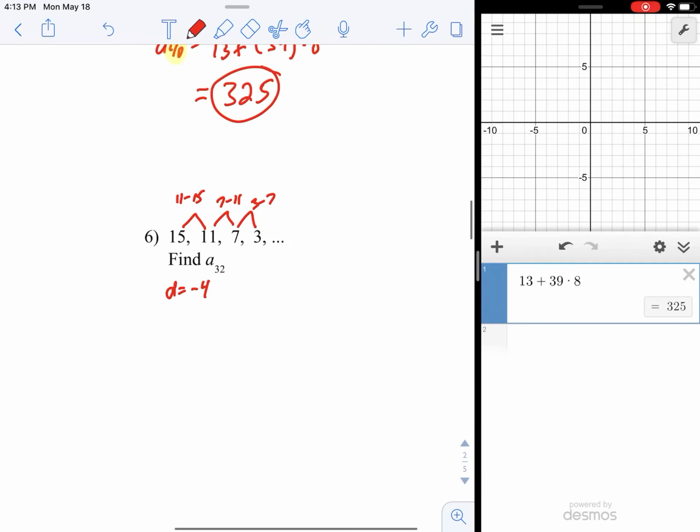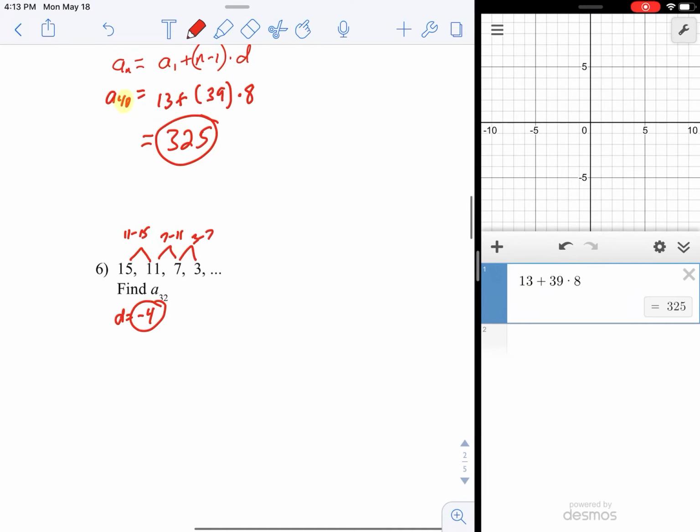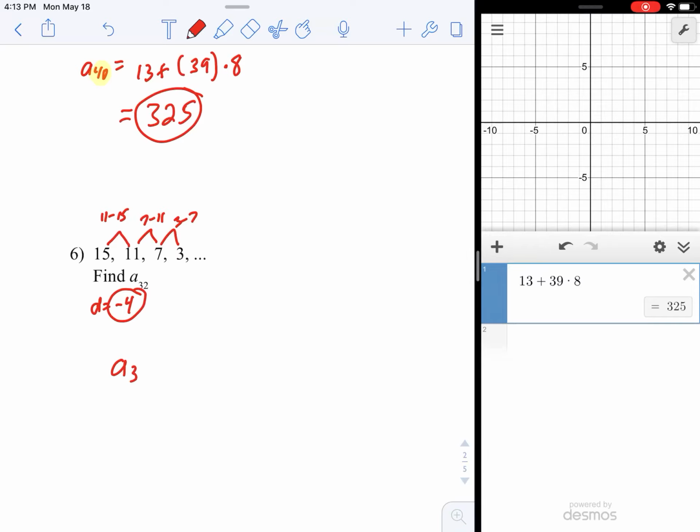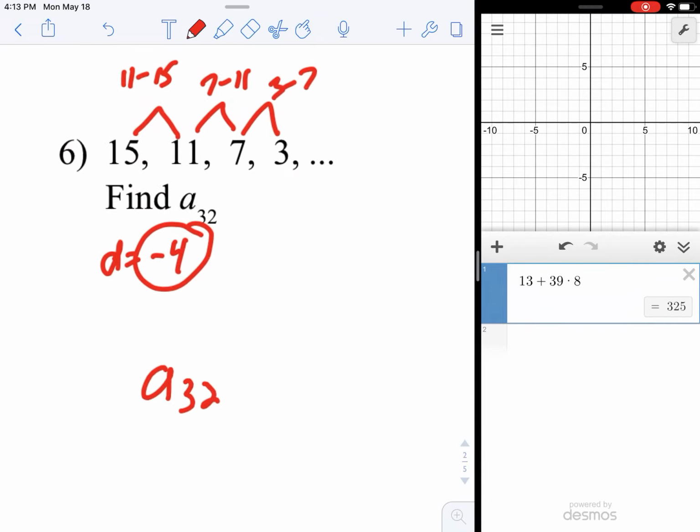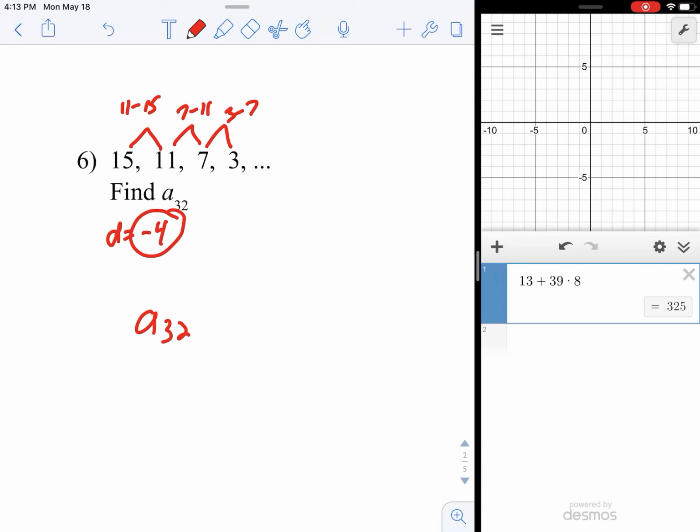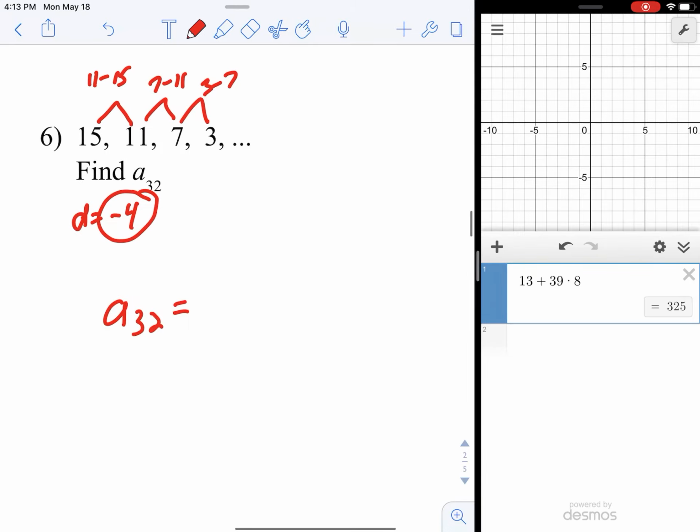So, is this arithmetic? Yes, it is, because you get the same common difference every time, and that common difference is negative 4. Now, we're supposed to find A32. Let me see if that, yep, A32, the 32nd term. And again, we don't want to keep subtracting 4 over and over until we get to the 32nd one. So we're going to use the formula.